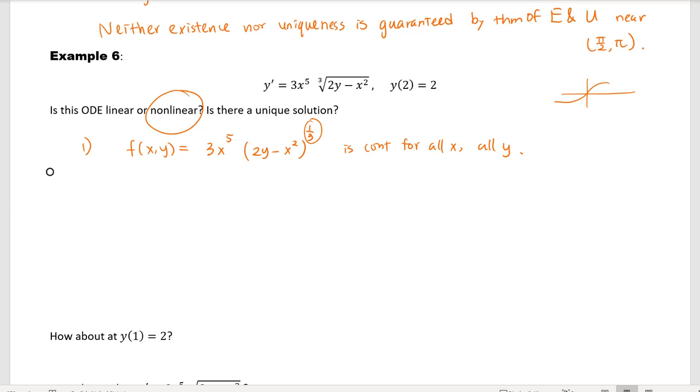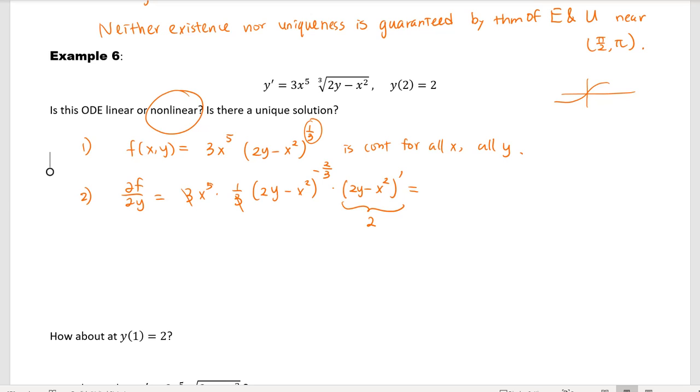Okay, everyone. And then the second, partial f partial y. We want to take the derivative with respect to y. So 3x to the 5th stays here, and then this is the chain rule, right? This is like u to the 1/3. So we have 1/3 times u to the negative 2/3 times u prime. The prime means we're taking the derivative with respect to y. So this is actually 2.